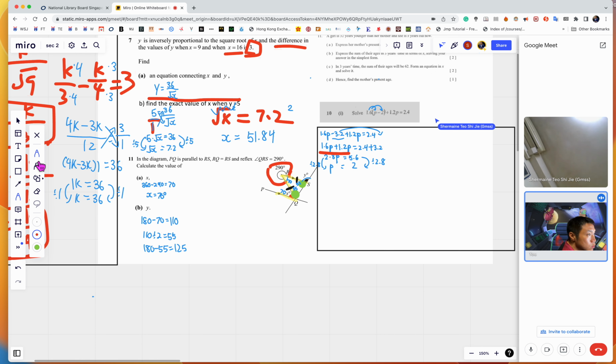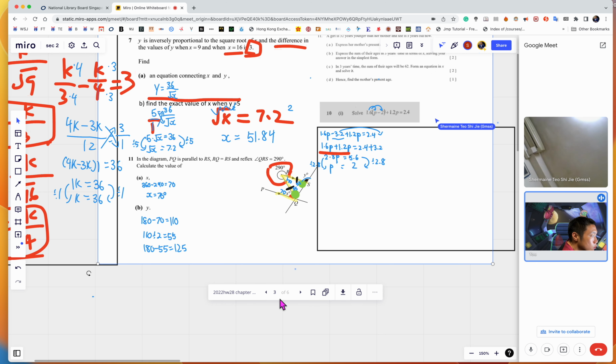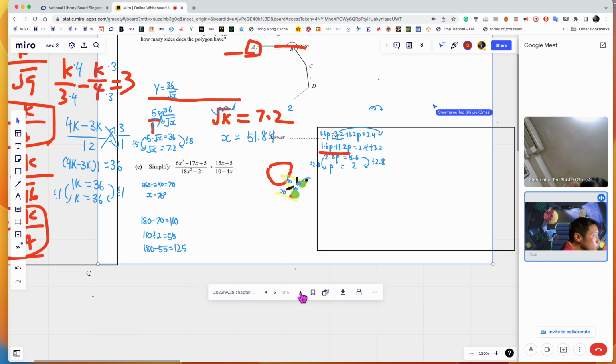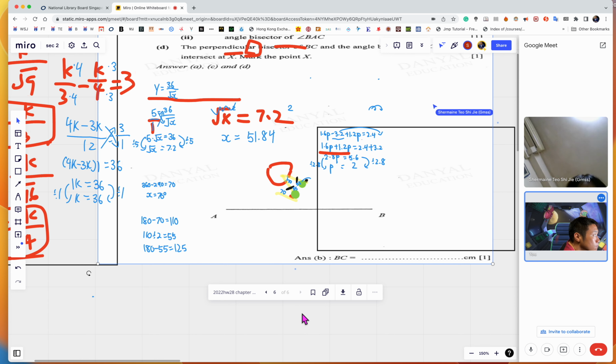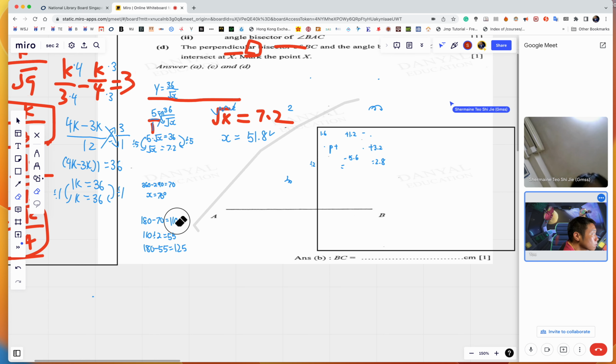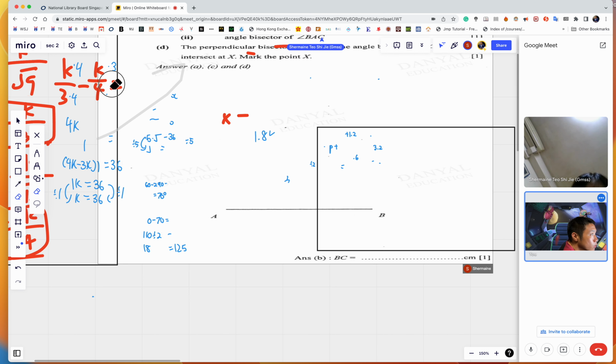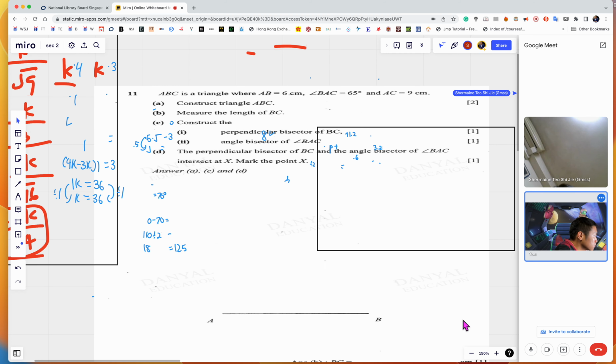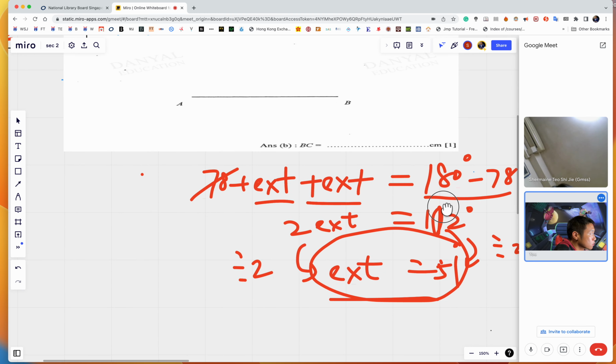Okay, let's go to page 2. Page 2. Okay, page 2 done. Let's go to page 6. Are you at page 6? Let me quickly erase first. Oh, I don't need to erase. Actually, I can move the page. Okay, good. Let me move the page first.